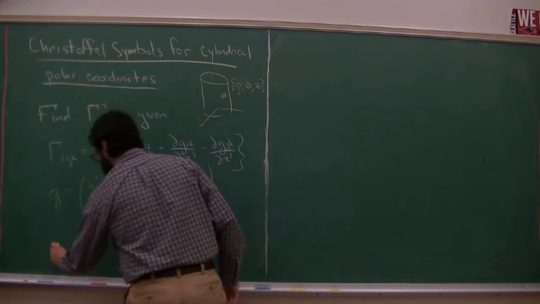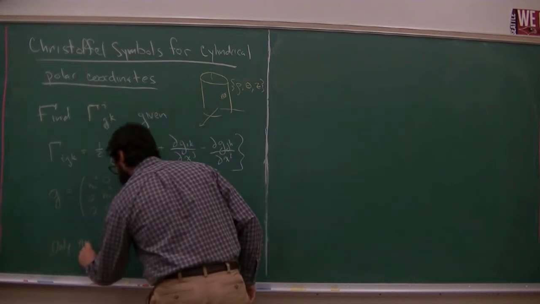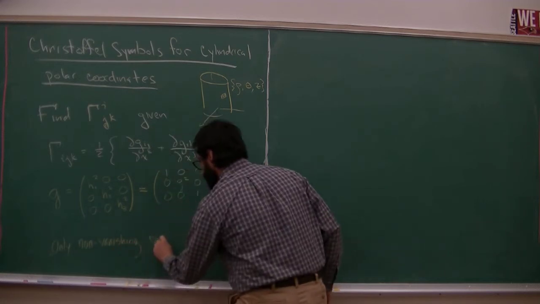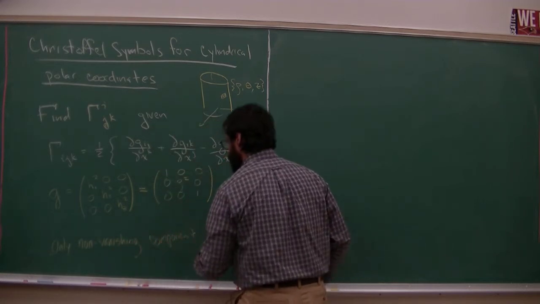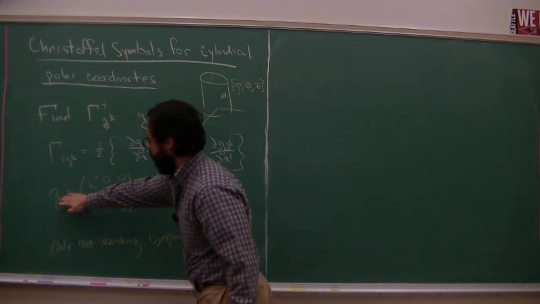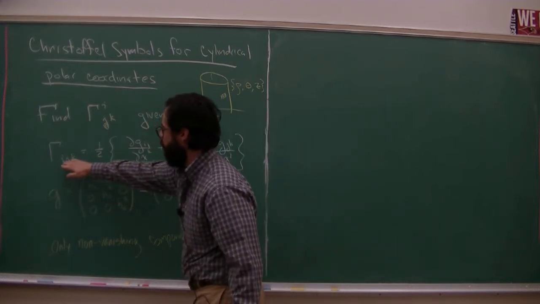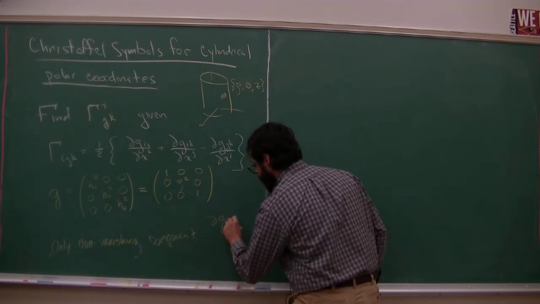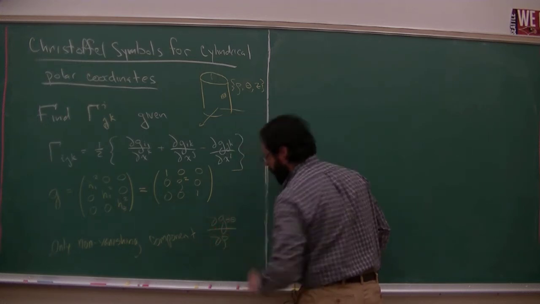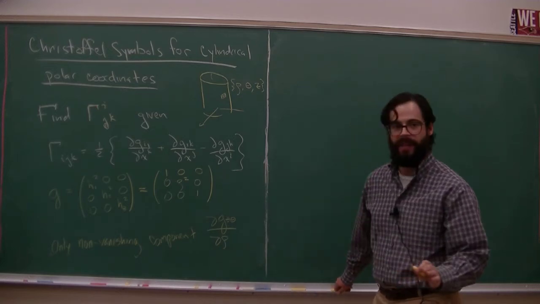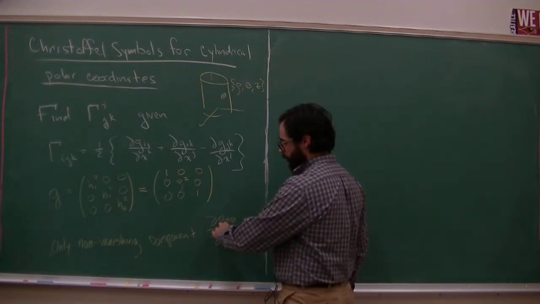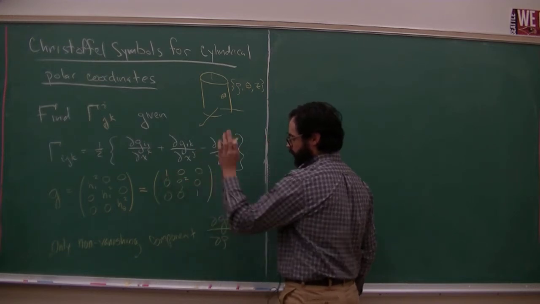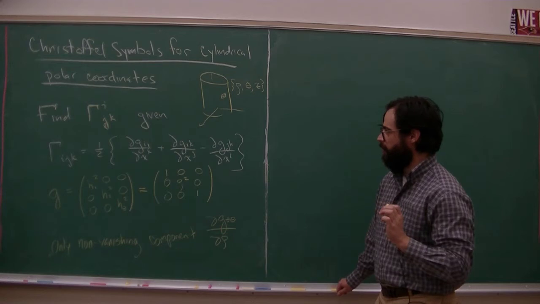So the only non-vanishing component, and instead of using subscripts 1, 2, and 3, I'll just call them rho, theta, and z, is going to be a term that looks like this: g theta theta, derivative taken with respect to rho. Everything else is gone. If I take d by d rho of g rho rho or g rho z or something like that, it's all going to be 0. So these are the only things that'll show up.